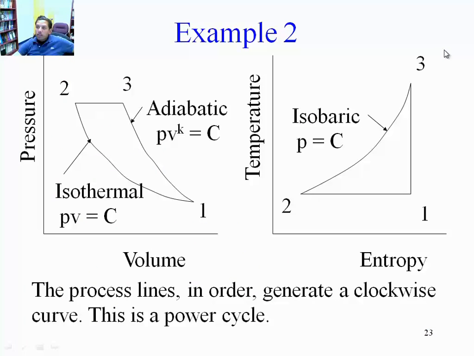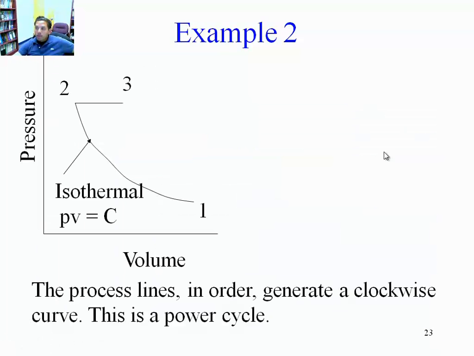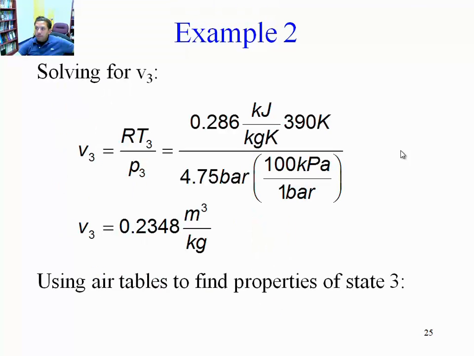Now let's start with state number 3. Let's go back to the table and notice that in state number 3 we have two things. That means that we can have whatever we want. We can calculate the volume through the state equation. We can calculate H, U, S0, PR, and VR through the table, knowing the temperature. So, using the equation of state, V3 is equal to RT3 divided by P3. R is 0.286, temperature is 390, pressure is 4.75 bar. Remember, take that into kilopascals to make this consistent units. 4.75 bar is 475 kilopascals. That yields 0.2348 cubic meters per kilogram.